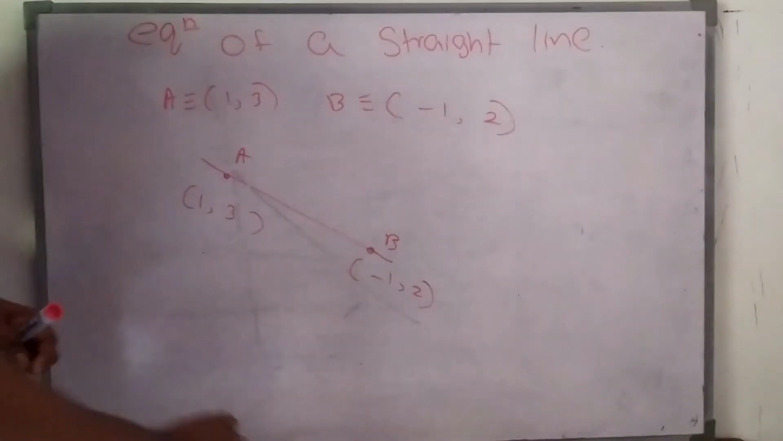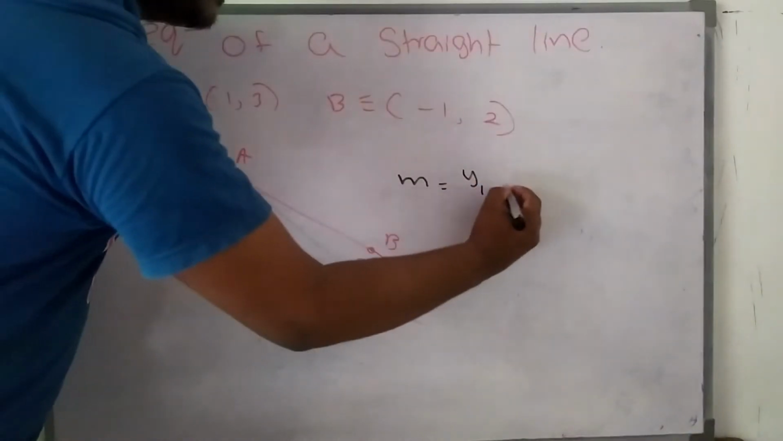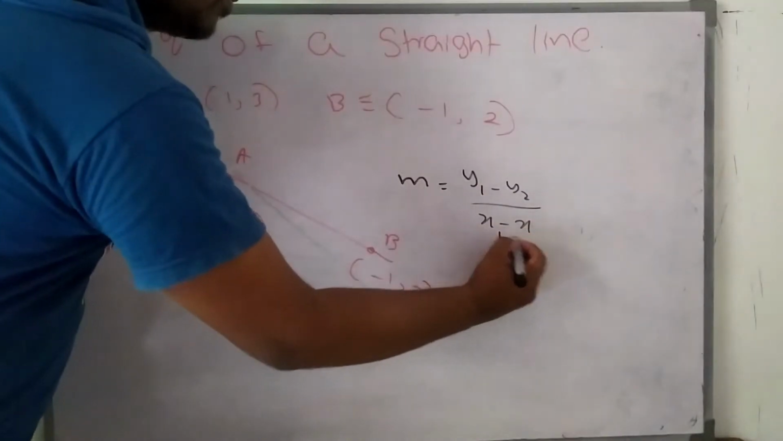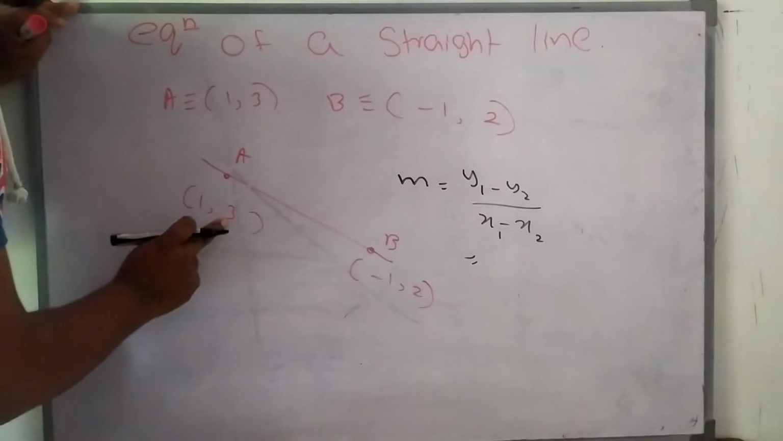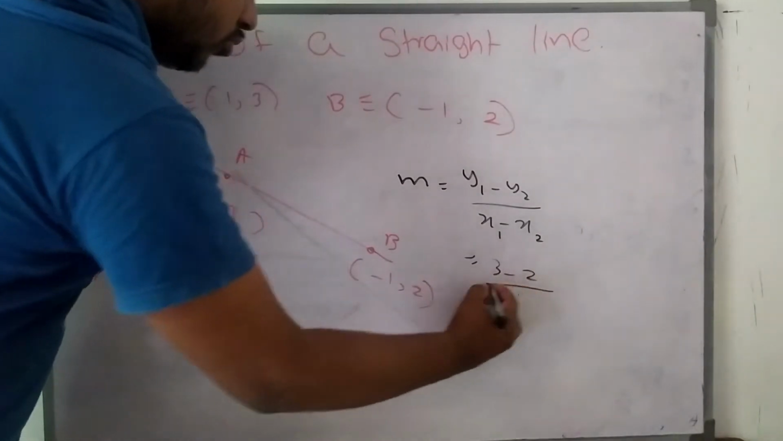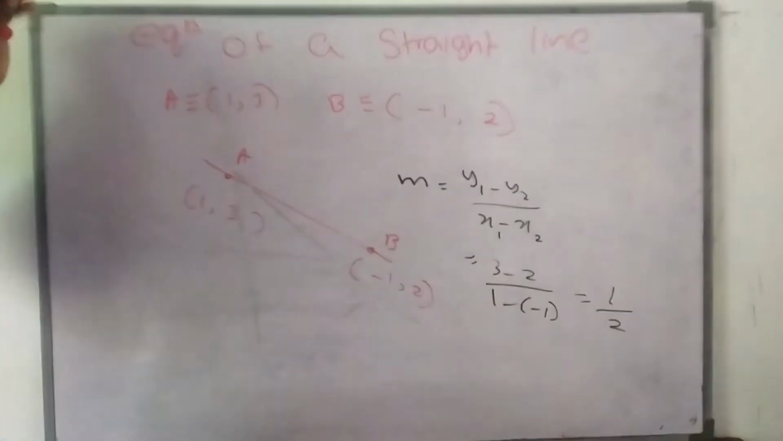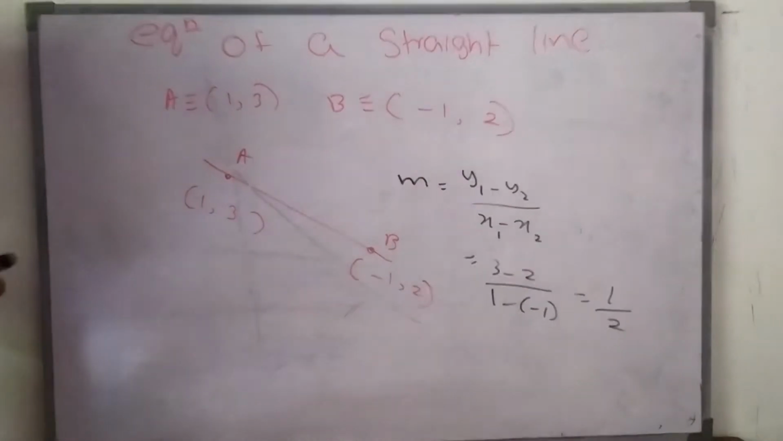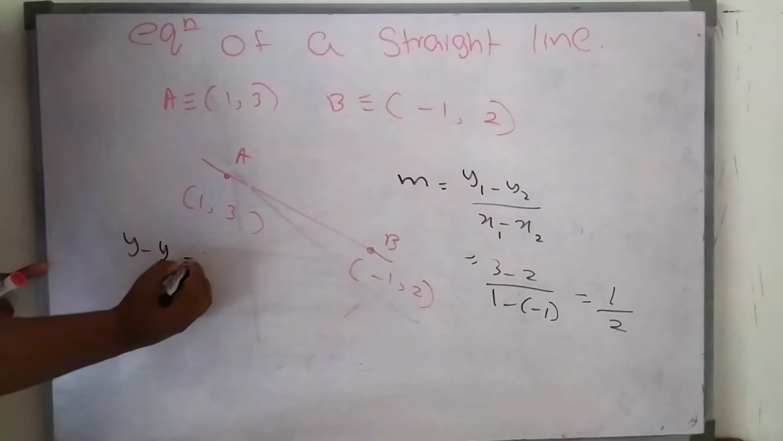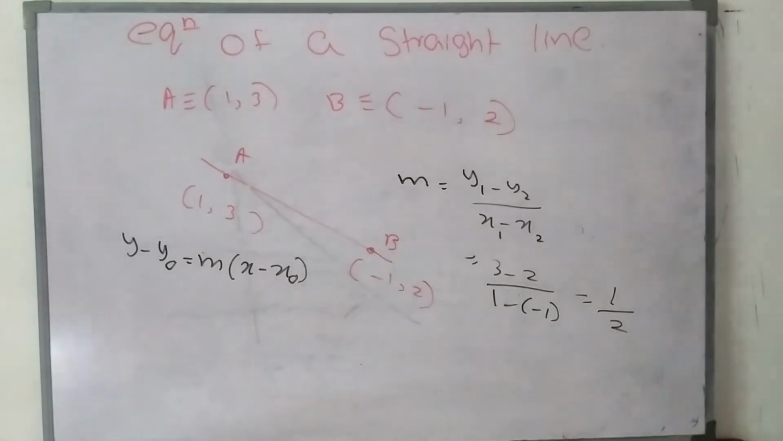First of all, you have to find the gradient of this straight line. The gradient means the y coordinate difference over the x coordinate difference. You can start wherever you want, so I am starting from here: 3 minus 2 over 1 minus minus 1. So my gradient value is half. Then I need to find the equation of that line: y minus y naught equal m times x minus x naught. This is the equation of a straight line.